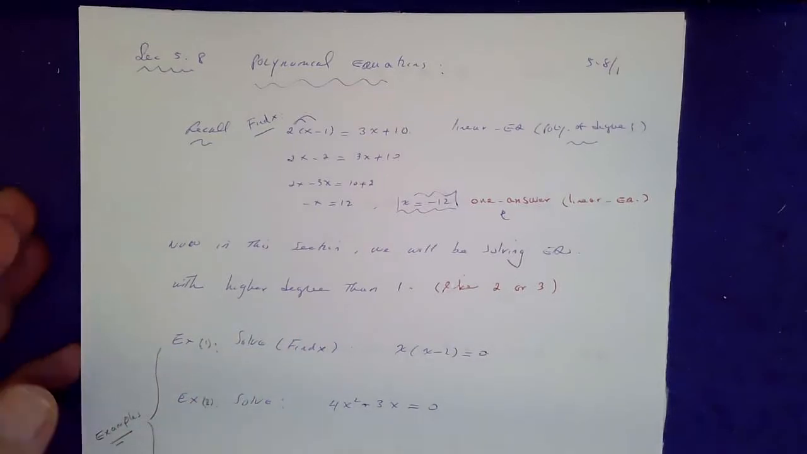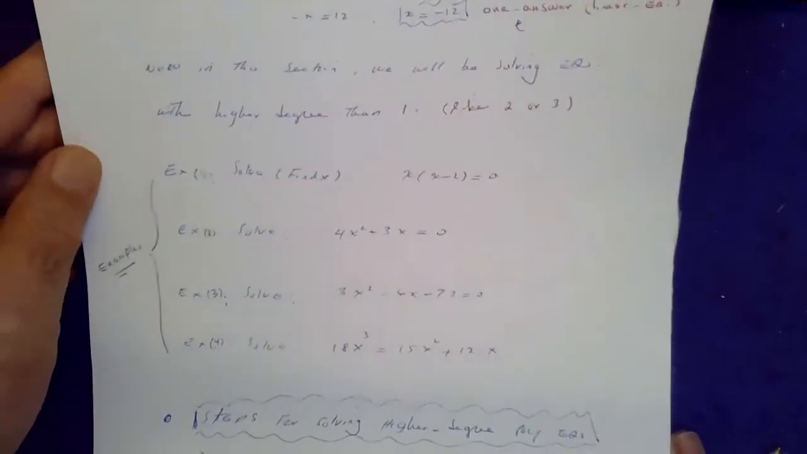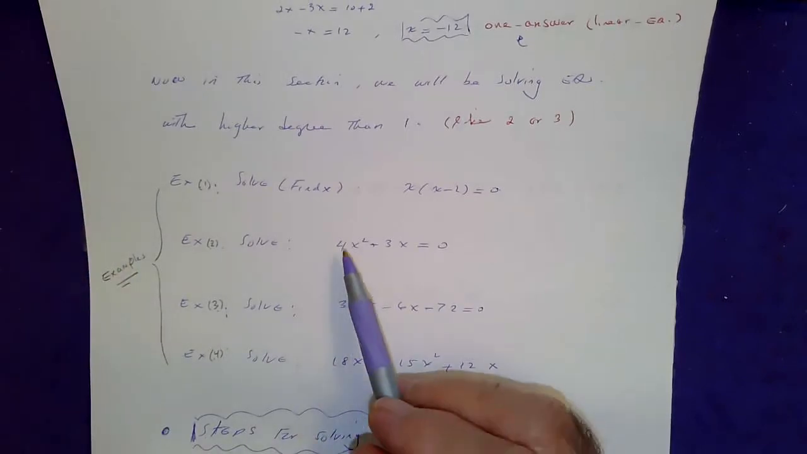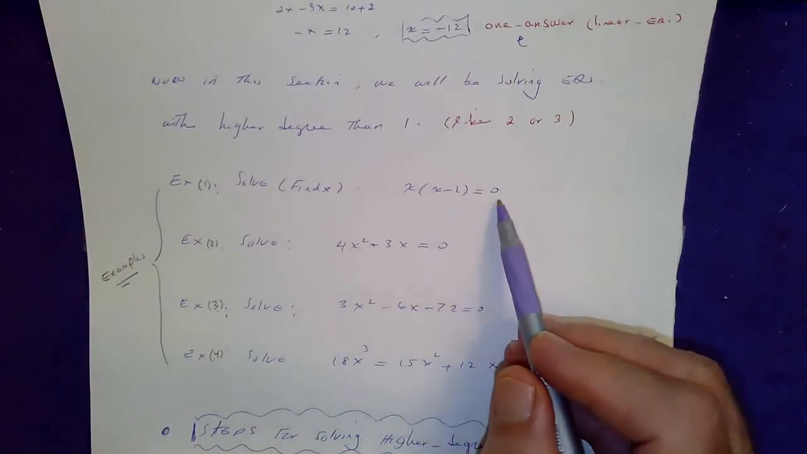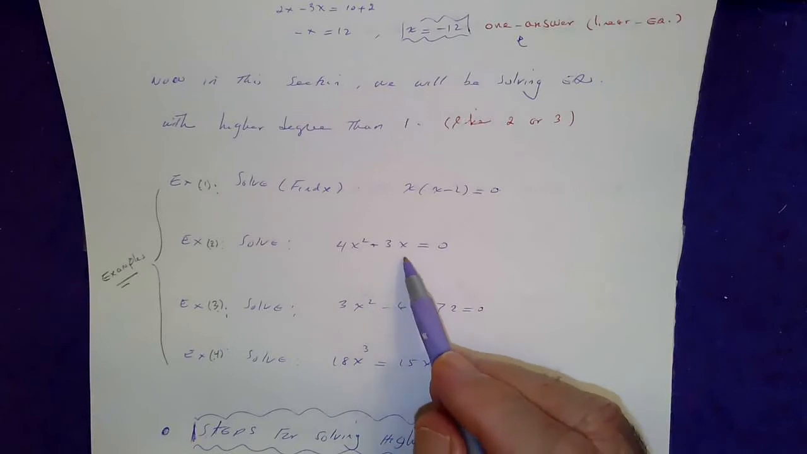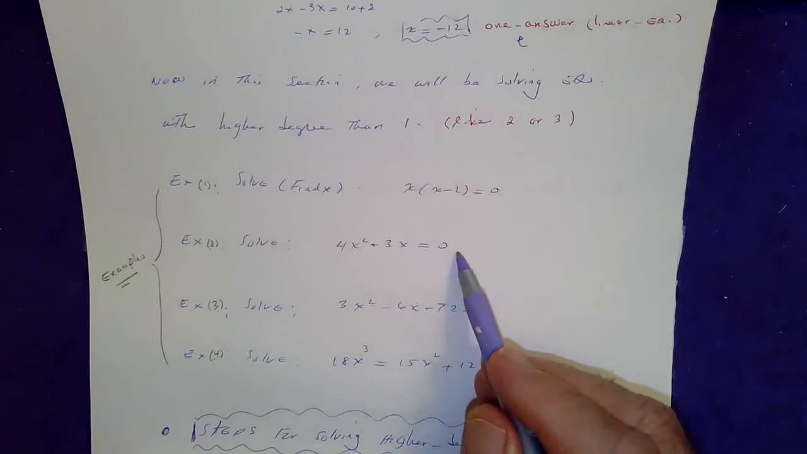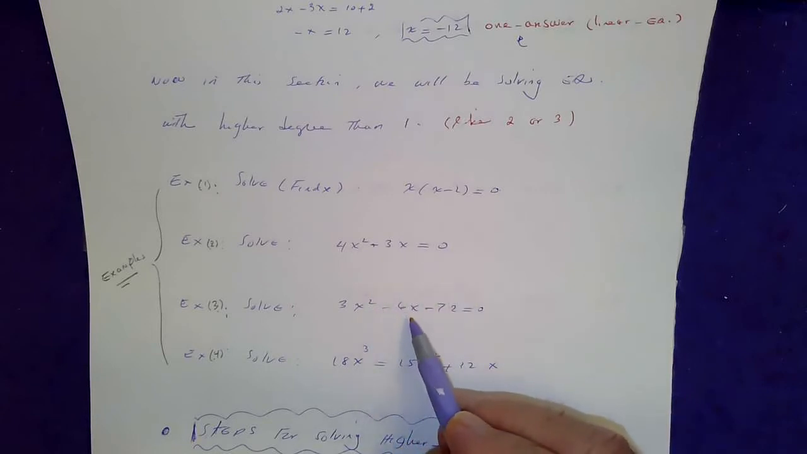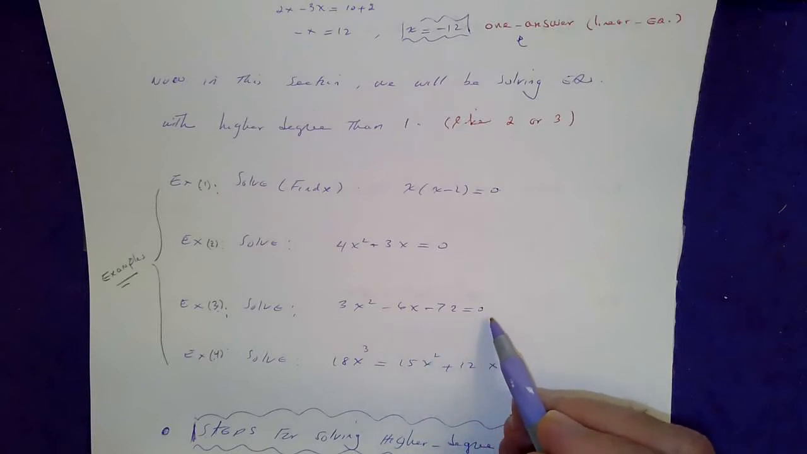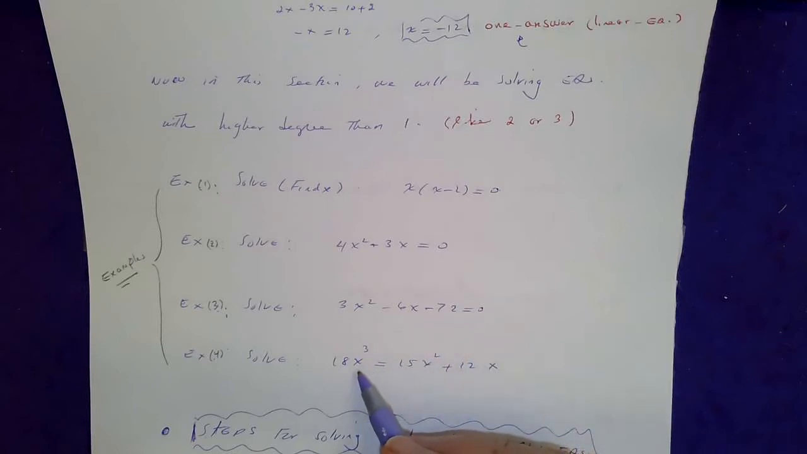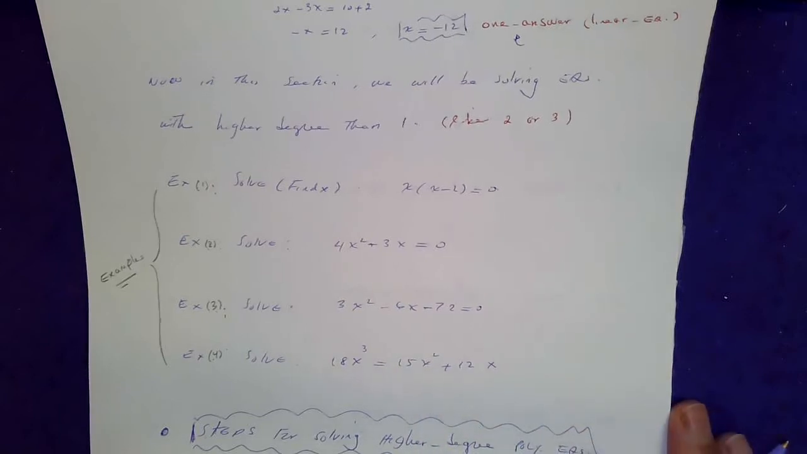How would you solve those? In other words, these are a few examples of this section. x times x minus 2 equals 0. 4x squared plus 3x is equal to 0. 3x squared minus 6x minus 72 is equal to 0. 18x cubed is equal to 15x squared plus 12x.